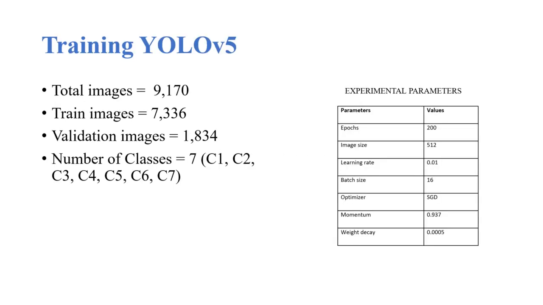Next, now let's go into the details of our training YOLO V5 phase. Our dataset comprises a total of 9,170 images that were divided into 7,336 for training and 1,834 for validation. These images represent the anatomical regions corresponding to the vertebrae C1, C2, and so on, to C7.